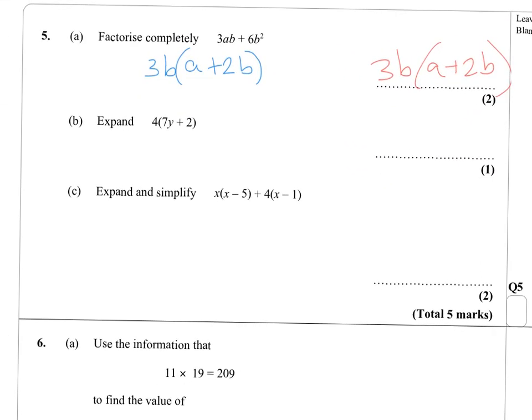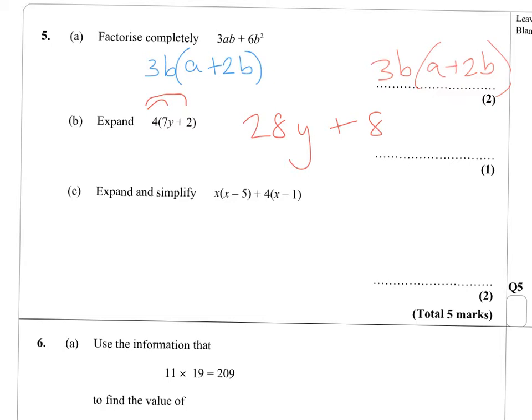Okay, so factorising is the reverse of expanding brackets. And now the next question is expanding brackets. So multiply what's on the outside by both the things on the inside. So 4 times 7y is 28y. And 4 times 2 is 8. So we put plus 8. Okay, so there's an extra mark in our GCSE if we had that one there.